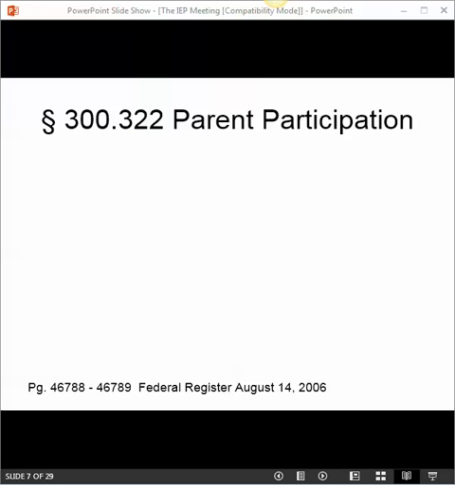Information has to be provided to the parents. The notice required under paragraph A1 of this section must indicate the purpose, time, and location of the meeting and who will be in attendance. The parent has to know that ahead of time, and that's done in the invitation that we're going to talk about later.